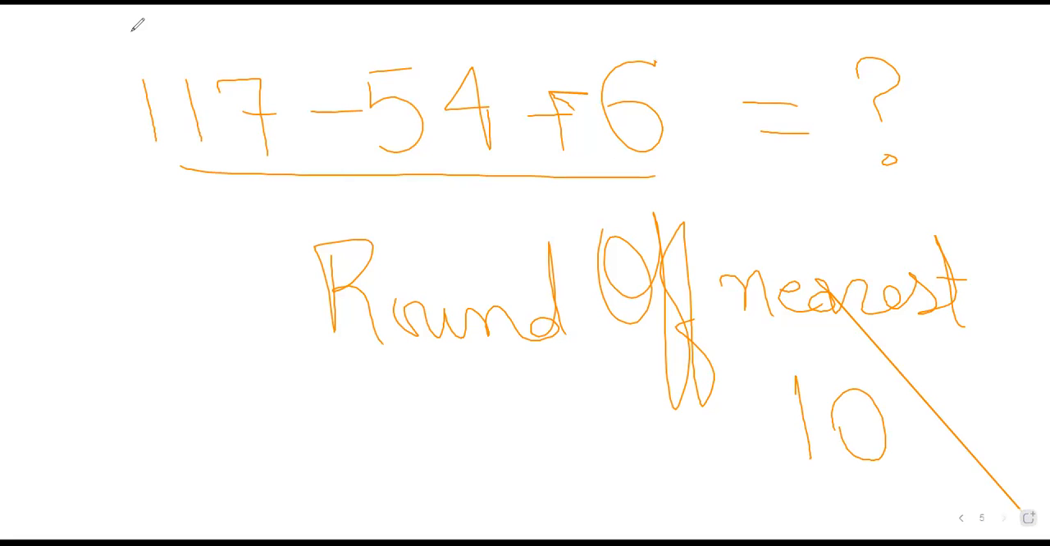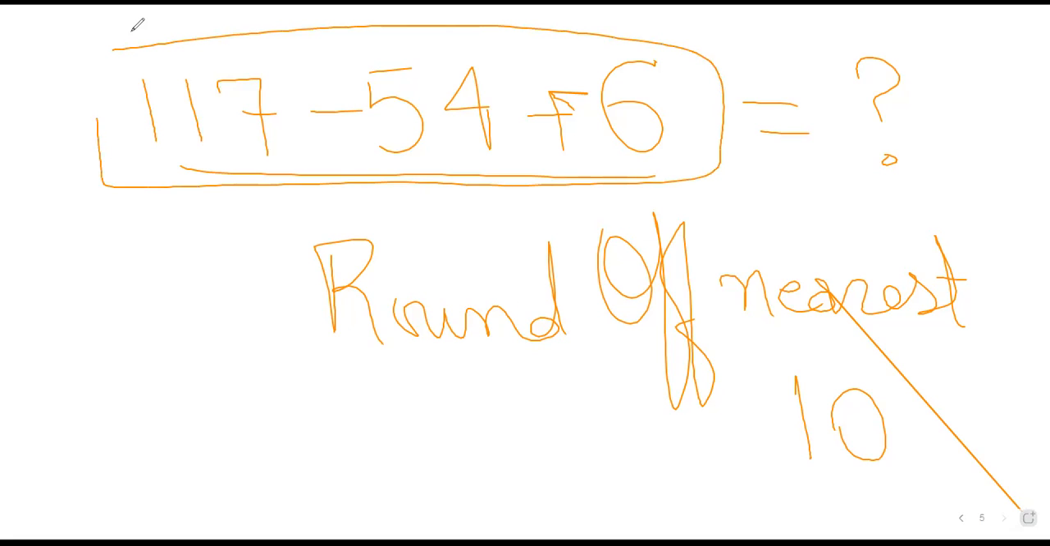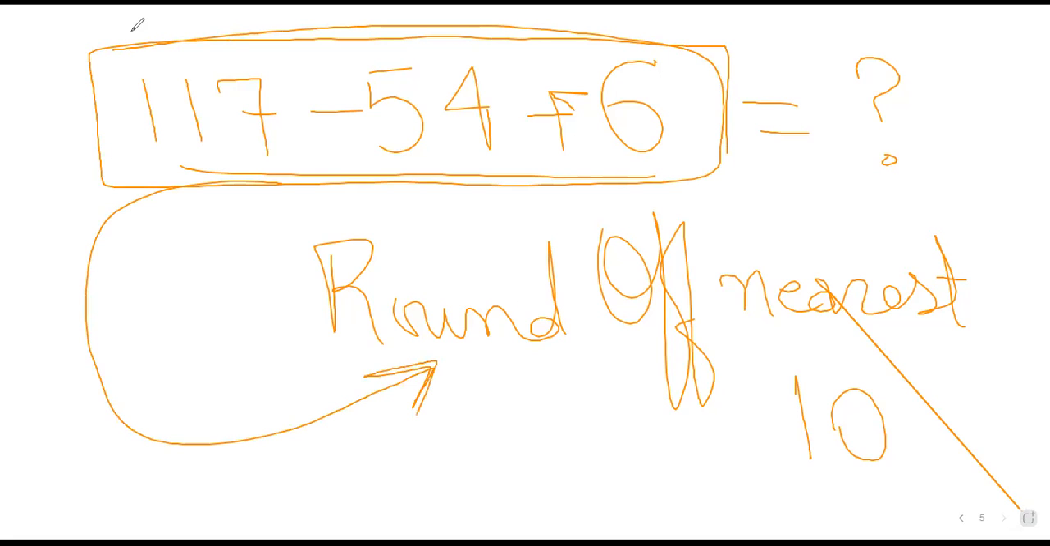117 minus 54 plus 6. Is that plus 6 plus 6? Okay. Is this like a trick question or is it just literally that? The question is in the sense that you will have to solve this expression. You will have to get the answer from here, whatever the answer is. Then you will have to round off. 69. Then you will have to round off the answer to the nearest 10.